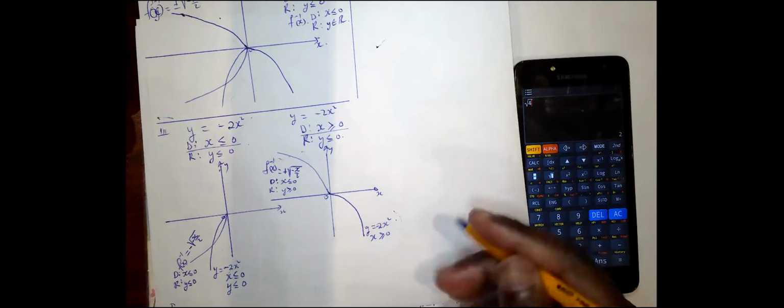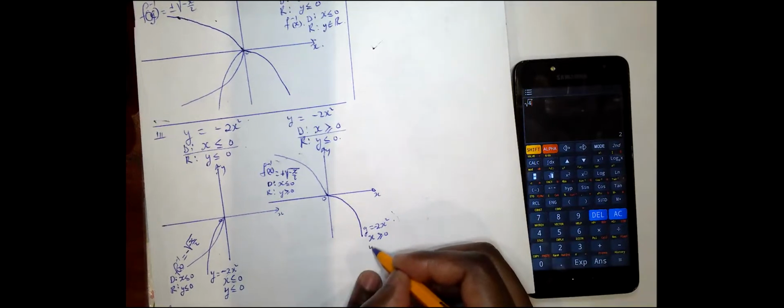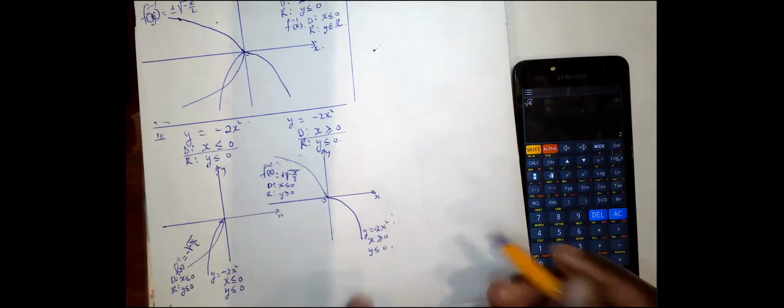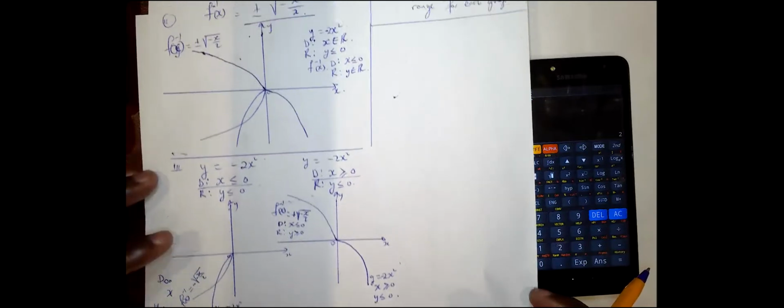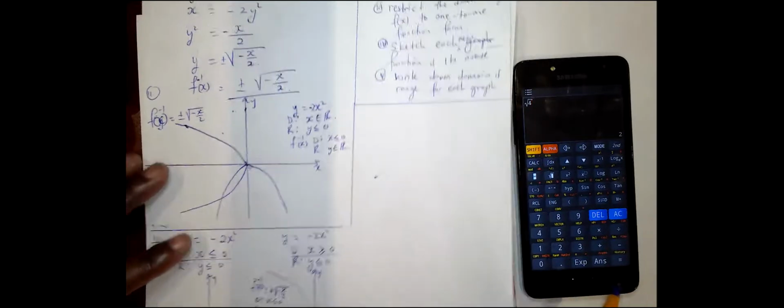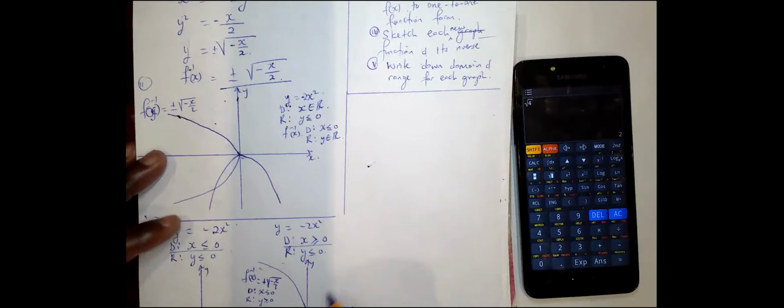So the range here is the same, y less than or equal to 0. This is what you just need to remember there, y less than or equal to 0, just like that. So this is what you need to remember when you're dealing with a quadratic or a parabola. You must restrict it to make it a function. Now it's a one-to-one function, and this one is also a one-to-one function.